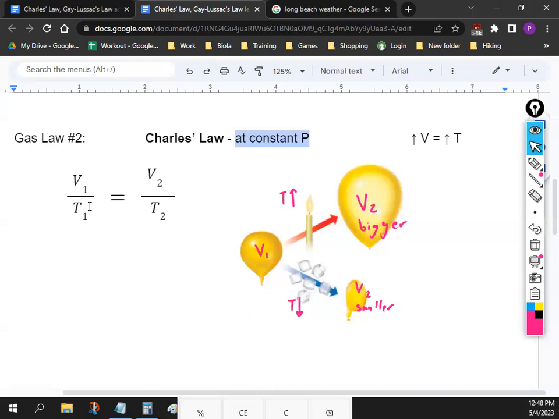All right. Any questions on Charles' law? As long as you have the equation and you understand the general principle, that's totally fine.